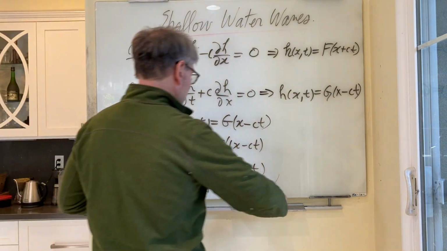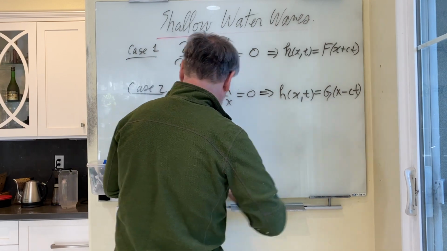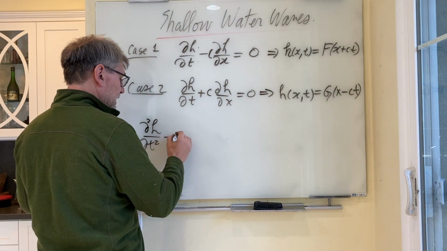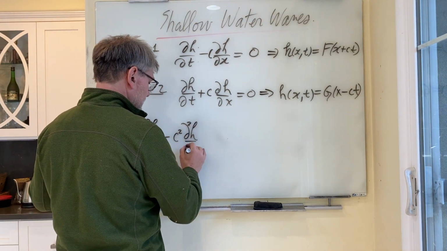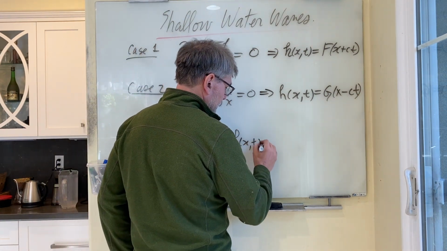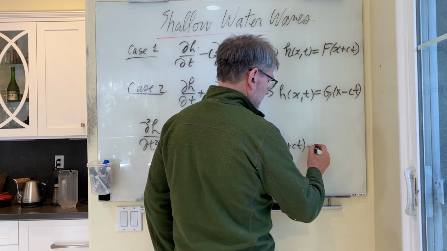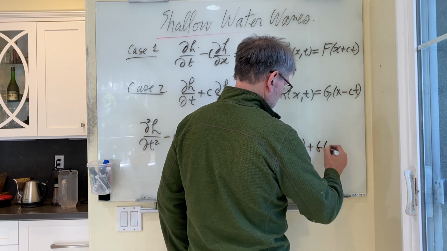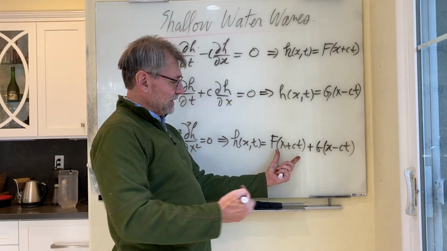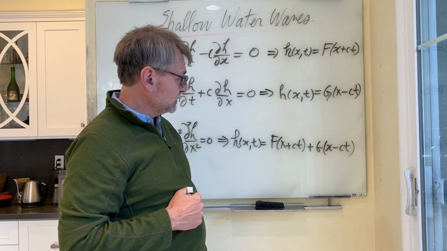And so the most general solution will be of this form. If the 1D wave equation is d2h/dt2 minus c squared d2h/dx2 equals 0, that implies that h of x and t is equal to f of x plus ct plus g of x minus ct. And so the wave is a pattern that propagates to the left plus another pattern that propagates to the right. We will see this when we do the numerical simulations.